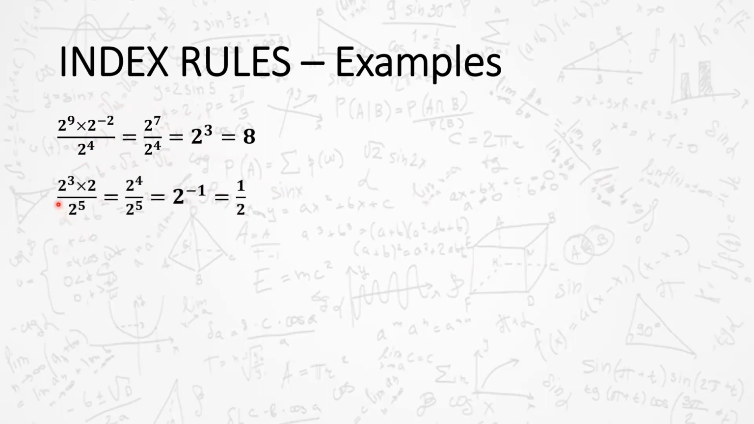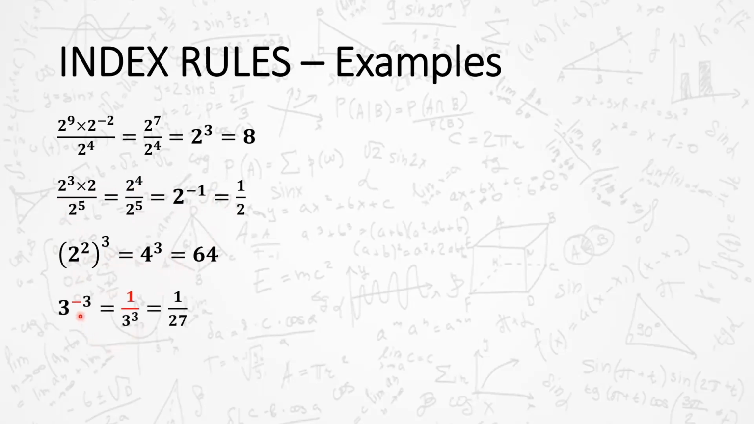Similarly, we have 2 to the power 3 times 2. The numerator gives us 2 to the power 4. Then over 2 to the power 5. So we have 2 to the power 4 minus 5, which gives us minus 1, which is 1 over 2. Next, we have 2 to the power 2 to the power 3. 2 to the power 2 gives us 4. 4 to the power 3 is 4 times 4 times 4, which is 64.